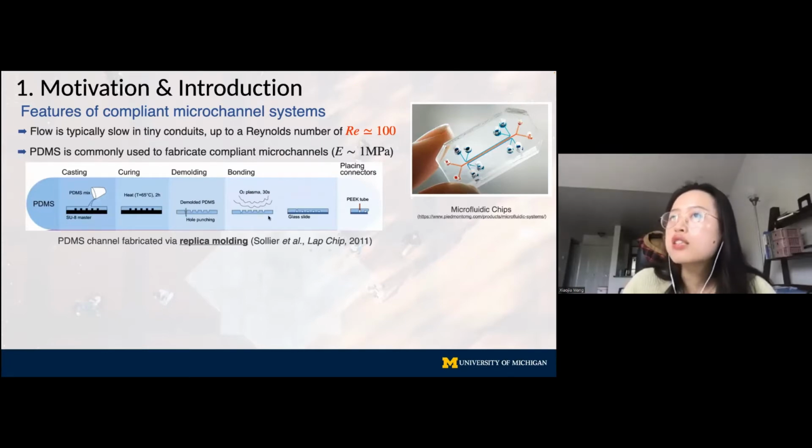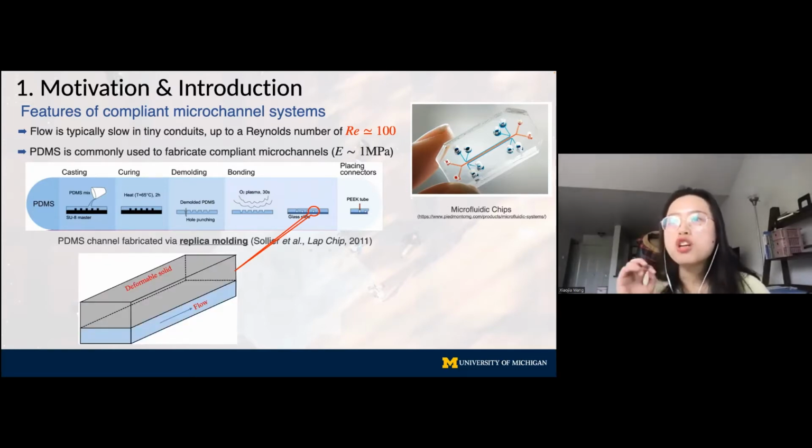In this figure, I show a typical procedure of fabricating a microchannel using replica molding. I will not go into the details of this procedure, but I would like to highlight that each of these holes here actually represents a microchannel or microconduit. If you enlarge it, you will find the most common configuration of a microconduit is actually a rectangular microchannel. So this gray slab here represents the deformable compliant wall made from PDMS, and the blue part is the conduit for conveying fluid.